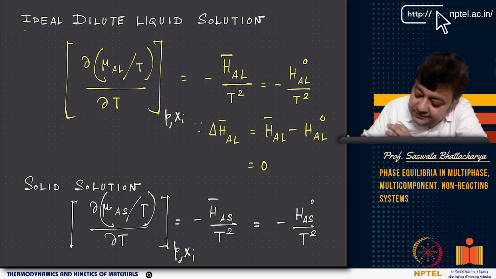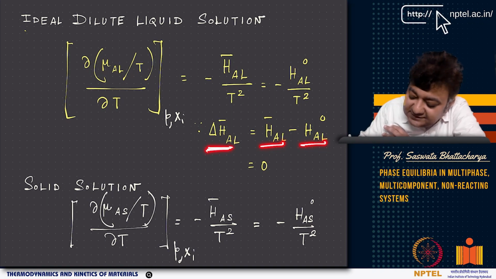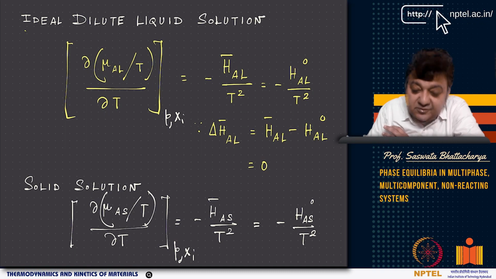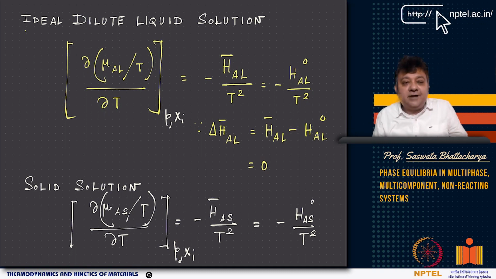What we are looking at is in the liquid solution, and this is in the pure state, so 0 basically means it is a pure state, right? So it is like after mixing, and this is before mixing. So this is the after-mixing enthalpy minus the before-mixing enthalpy, delta H A L. This is basically the partial molar enthalpy of mixing of component A.